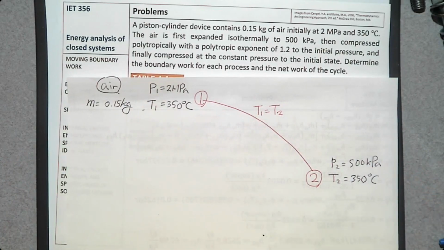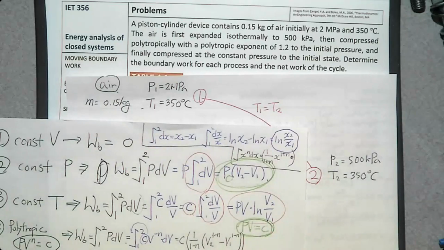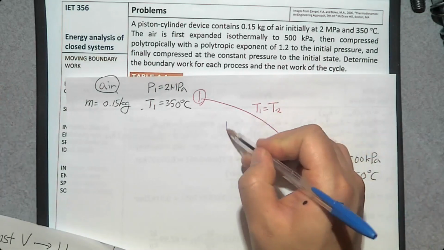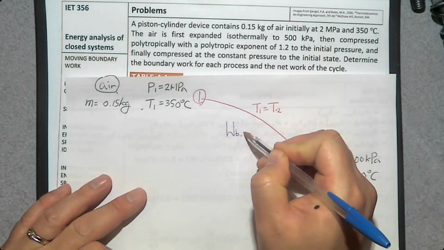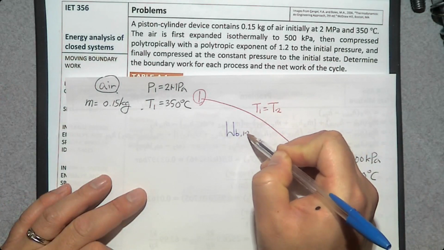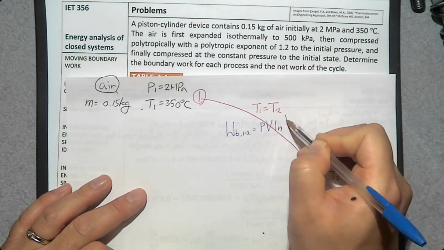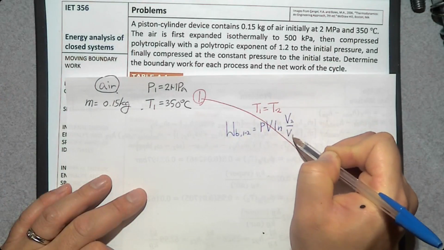When you have an isothermal process, the moving boundary work can be determined by this equation. For a constant temperature process, moving boundary work is PV natural log V2 over V1. So I'm going to write this equation here. WB from process 1 to 2 is going to be PV natural log V2 over V1.